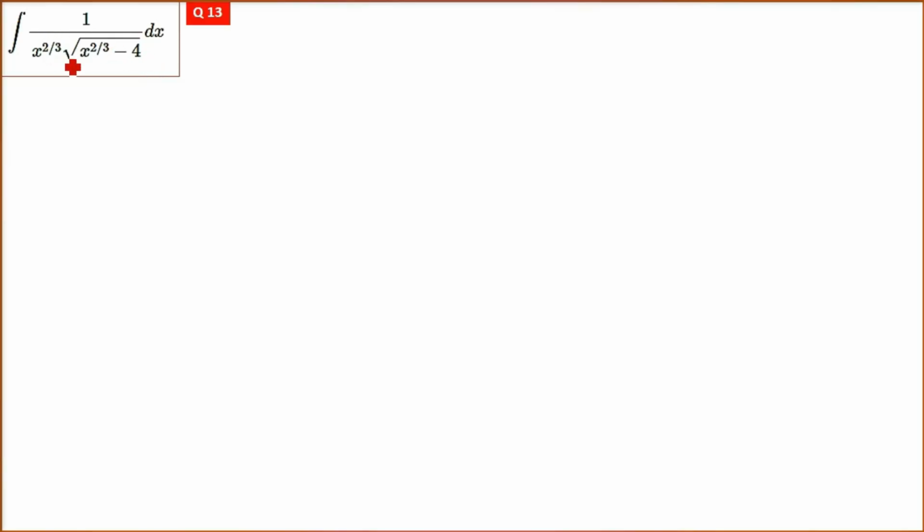In this question, we have x to the power 2 by 3. So how are we going to go about it? The basic thing is we need to get something from the denominator to get the numerator, since we don't have any numerator here. So we ought to get x power 2 by 3. For that, we know differentiation is nx to the power n minus 1, that you already know.